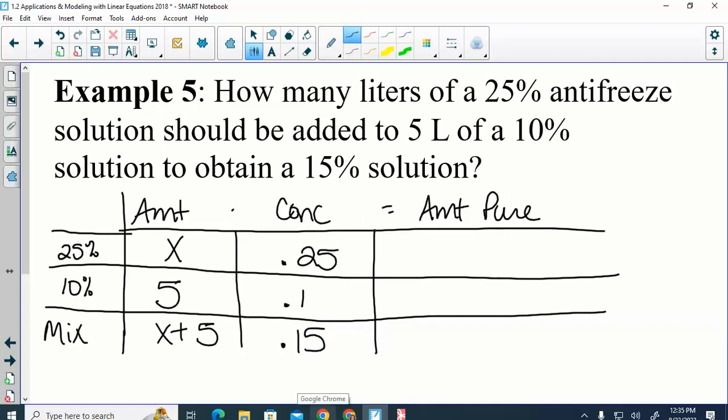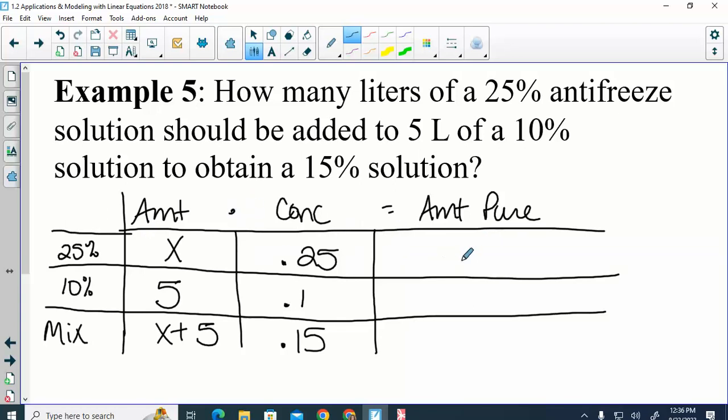Sometimes people struggle with which concentration goes with the final mix. What you have to remember is if you mix two things together, you're going to get something in between them. So you're always going to mix your highest and lowest to get something in the middle. Even if I'm just looking at a problem and I see an 8%, a 20%, and a 30%, can you tell me which one is the final mixture? It would have to be the 20 because that's in between the other two. So if you get confused there, just remember it will only work out if the total concentration is between the others.